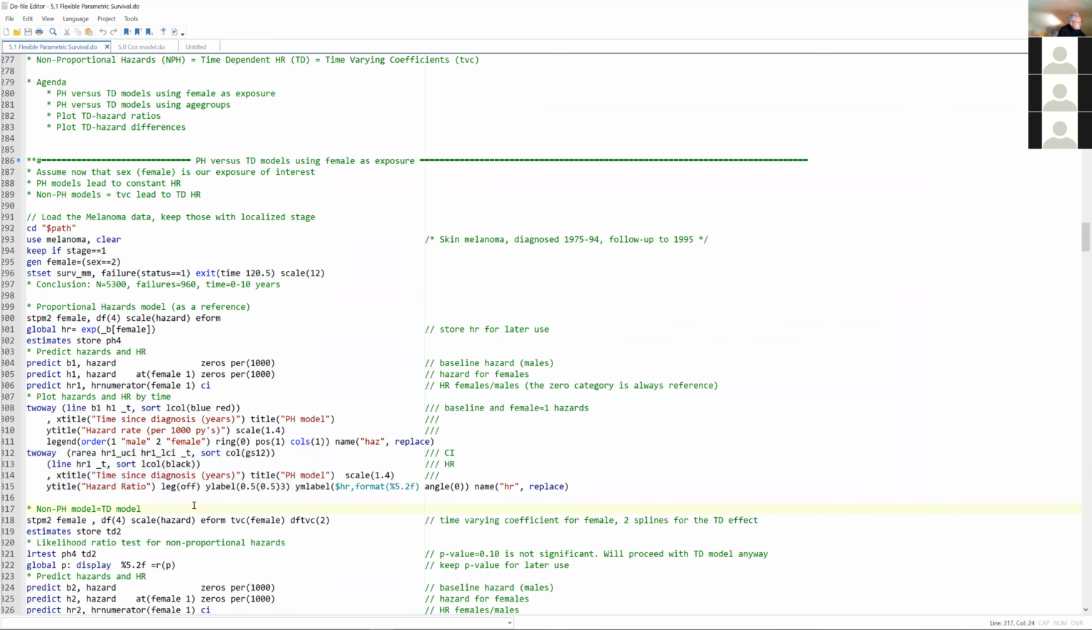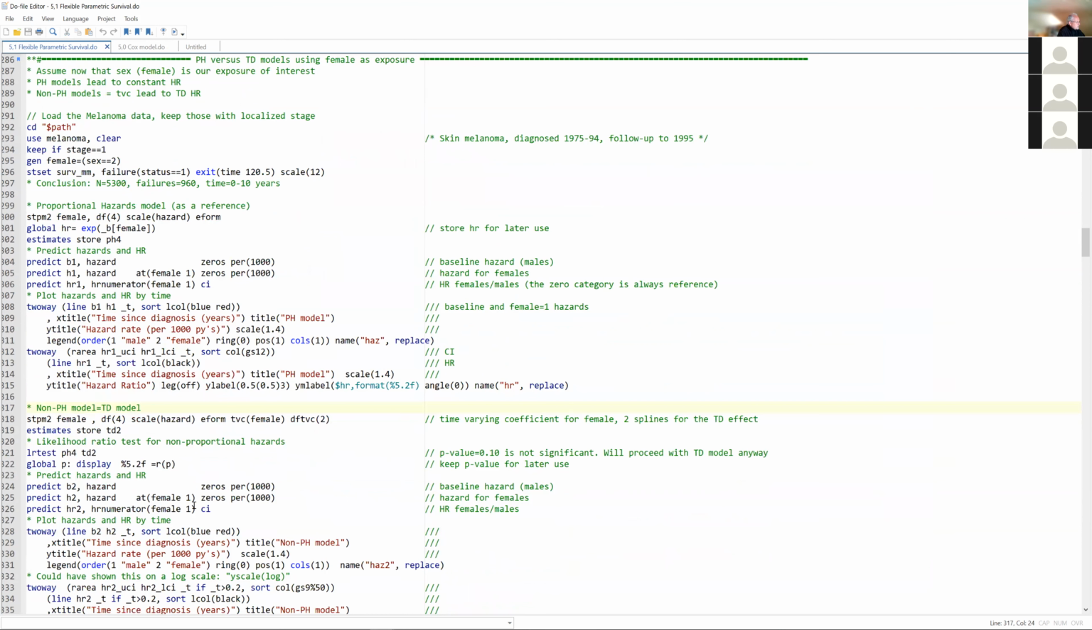Now let's go down to the non-proportional hazards model. So now we would like to have the effect of female. We allow that effect to change over time. So we put in TVC of female, time varying coefficient of female, and we would like to use 2 splines to model that effect. I store the estimates as TD2, and let's run it and look at the results first.